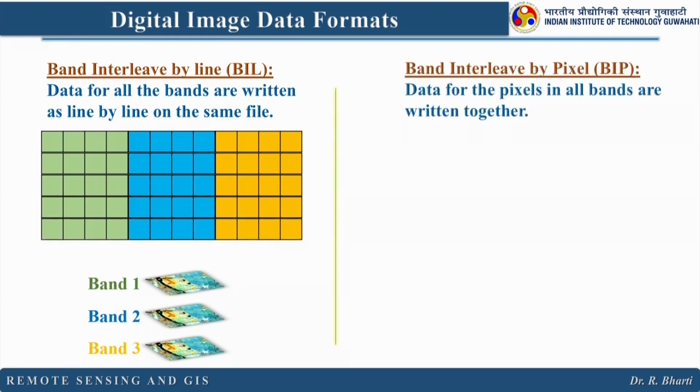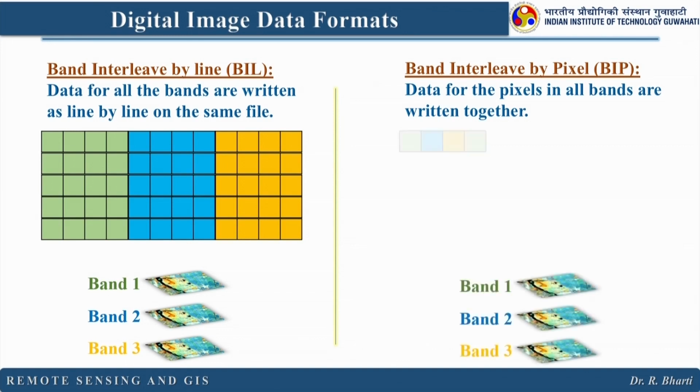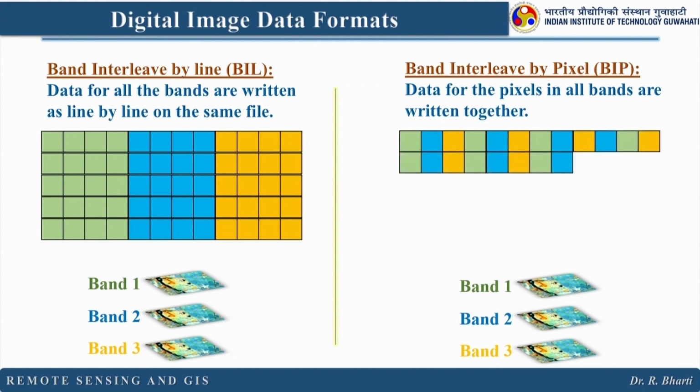Now we have the next one, which is band interleaved by pixel. Data for the pixel in all bands are written together. So here it is pixel-wise: first pixel of first band, first pixel of second band, first pixel of third band, then second pixel of first band, second pixel of second band, second pixel of third band. Likewise, we will complete this data.